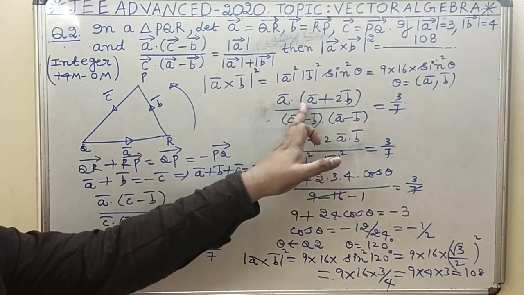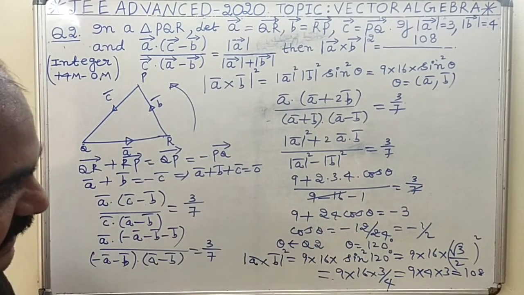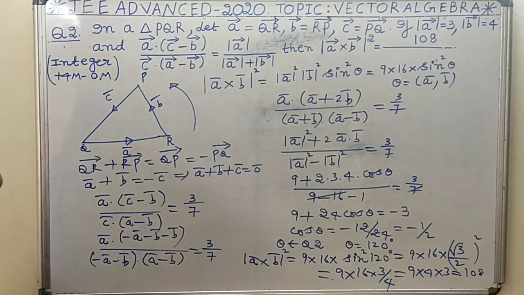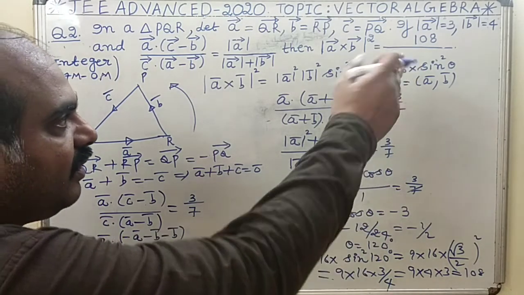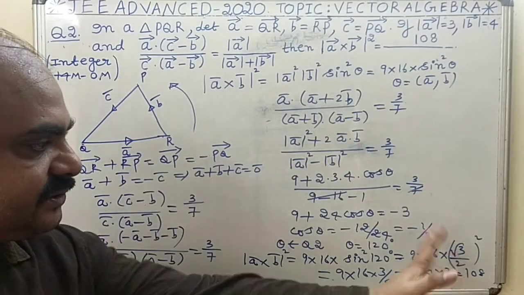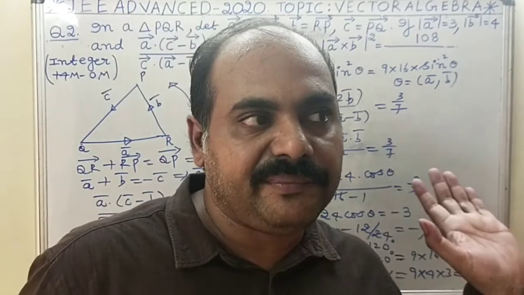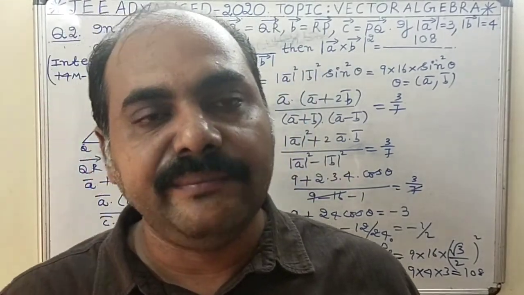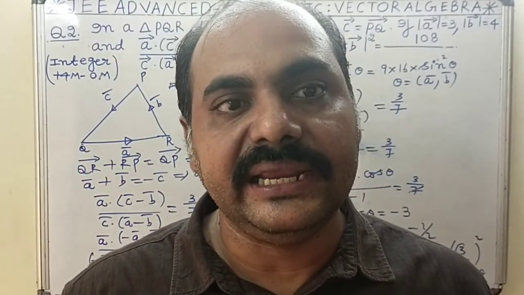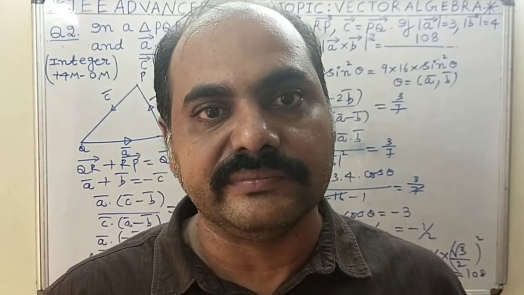You know everything. A dot A you know, A dot B you know. Like that, first calculate theta. And then if you know theta, modulus A cross B whole square is nothing but this one. So substitute and calculate it. Like that, this is a basic problem. These types of problems you must attempt. If you want to get into IIT, these are the types of problems you must do.